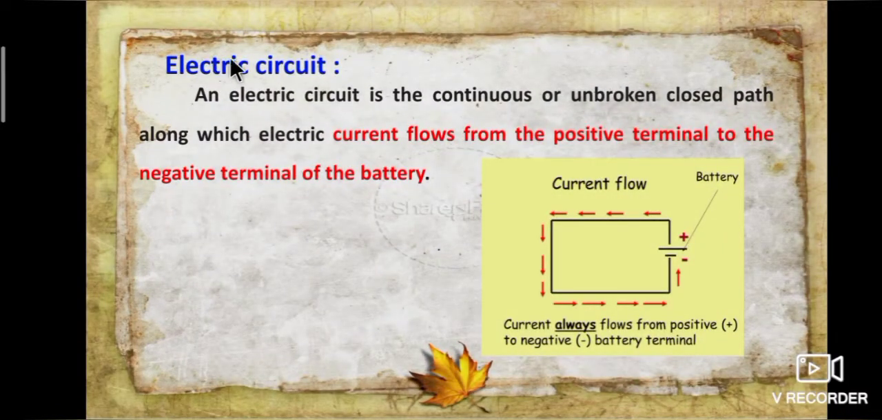Now we are going to study about electric circuit. What is electric circuit? An electric circuit is the continuous or unbroken closed path along which electric current flows from the positive terminal to the negative terminal of the battery.